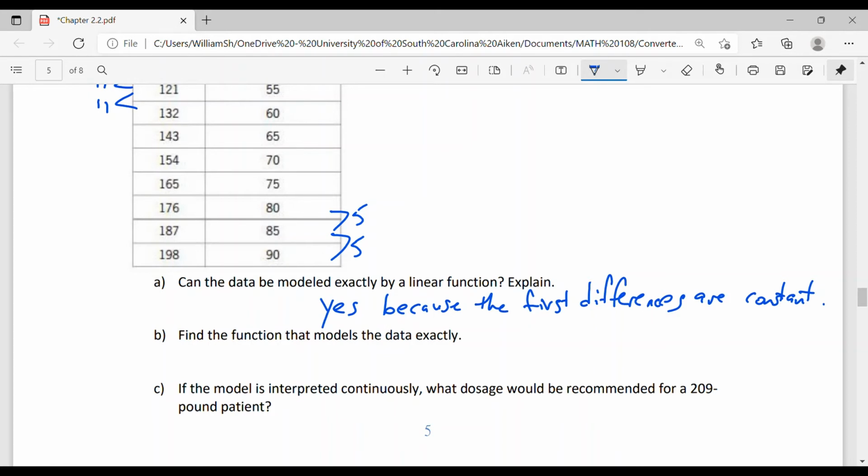Okay, so next thing we're going to want to do is go over to our calculator and find the function that models the data exactly. And we'll look at that model after we put it on the calculator, and we will try to figure out what will be recommended for a 209-pound patient. Now, we can honestly go ahead and do that, because if we add 11 to 198, we get 209, right? That would be the next one in the list. And if everything goes up constantly, that should be 95. So hopefully C will turn out to be 95 on the calculator too. If not, we did something wrong. But let's jump over there real quick. We will find the model that fits it. We will make sure we're correct on that 95, and I'll show you how to do that. And we should be good to go for this question.